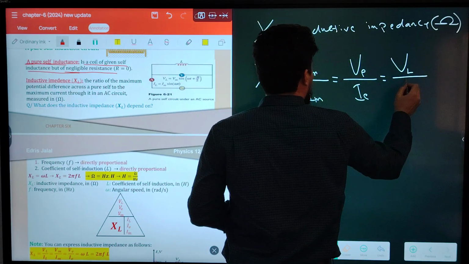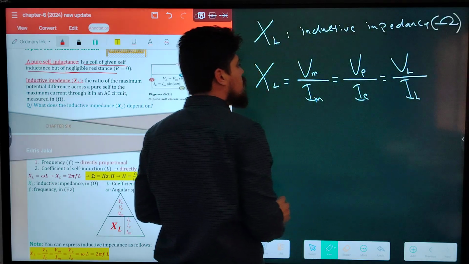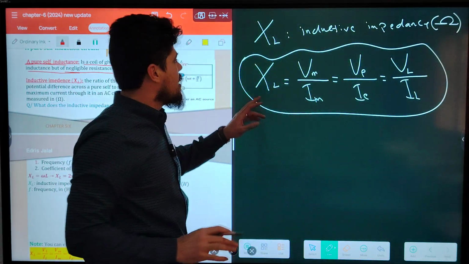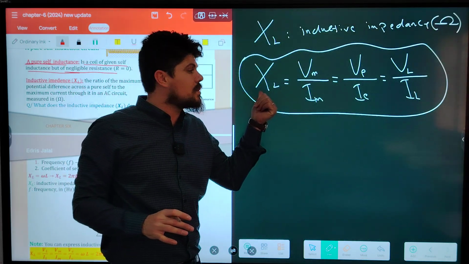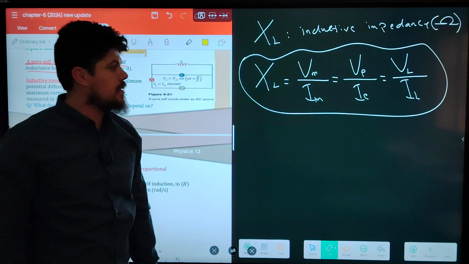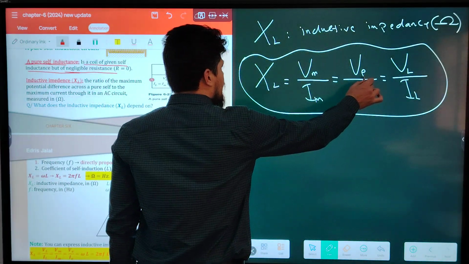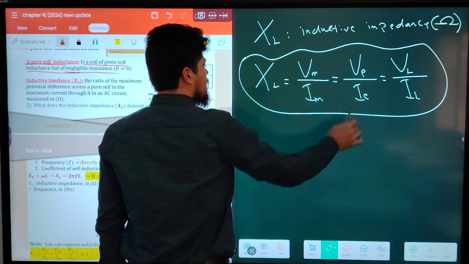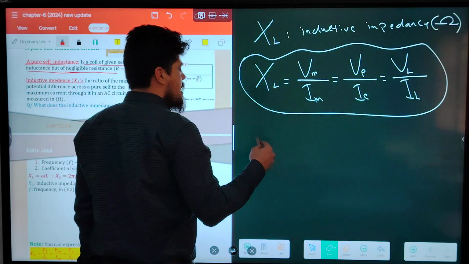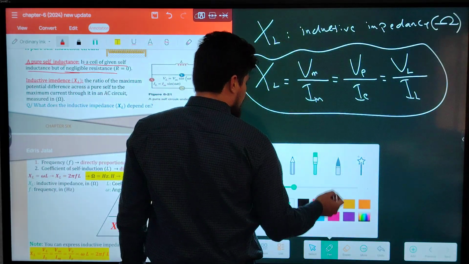V across inductance, I across inductance. Does it obey Ohm's law? Yes, it obeys Ohm's law. It means that we can find inductive impedance by these three equations according to Ohm's law. Okay? If the effective value of potential difference and the effective value of the current are given, can you find inductive impedance? Yes. We have another two equations to determine XL.